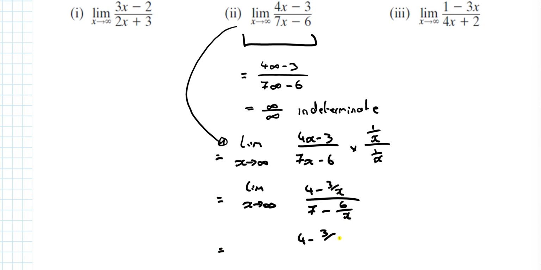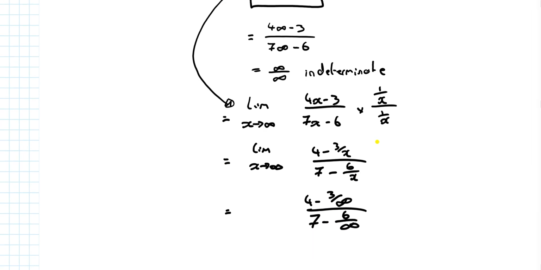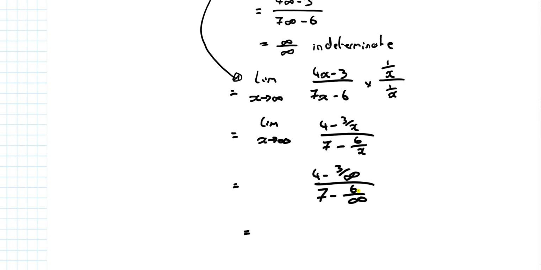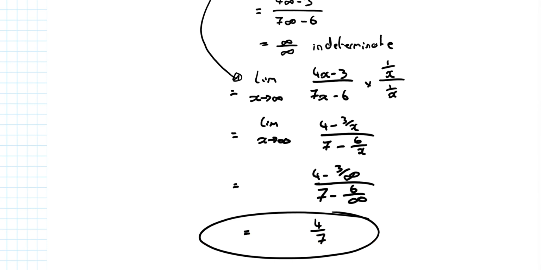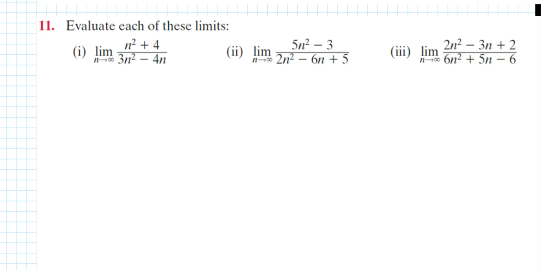I'm getting 4 minus 3 over infinity, 7 minus 6 over infinity. 3 divided by infinity is 0. 6 divided by infinity is 0. So you're just left with 4 over 7. And that's the answer.